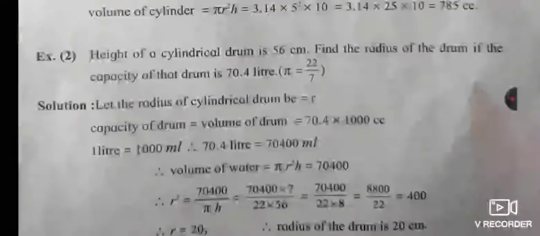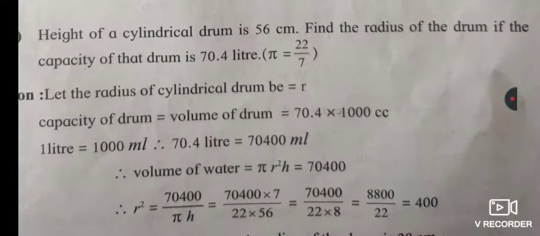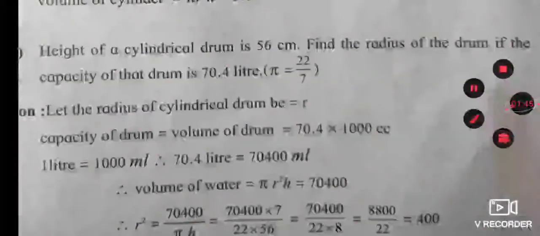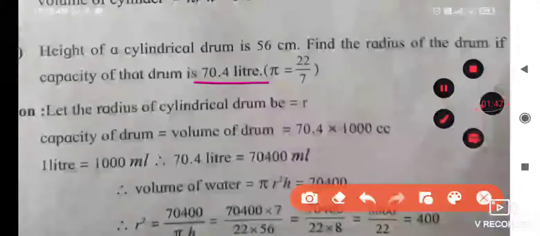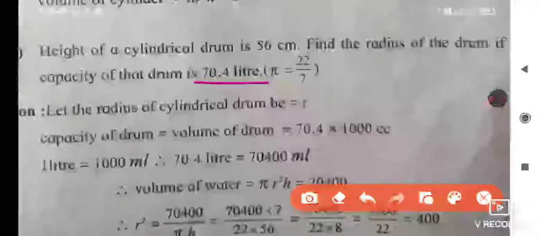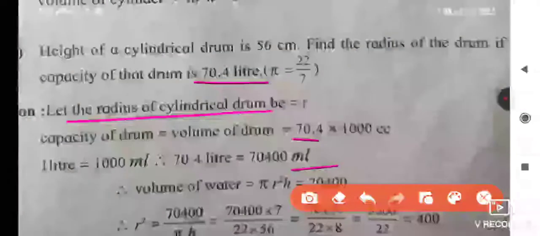Okay, and we have to put those values and solve the example. But what happens here? Generally we think in that way, but here the volume is given to us in liters, and we have to find the radius in centimeters. So if we solve the example the way I just told you, our answer will be wrong. So first of all we have to convert this volume of the drum from liters into ml.